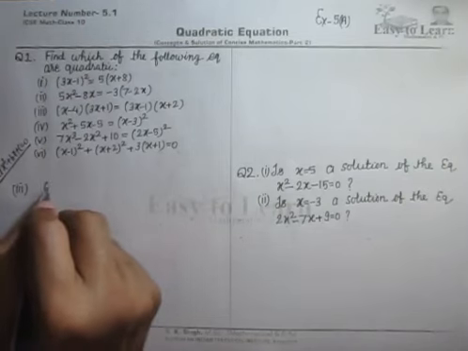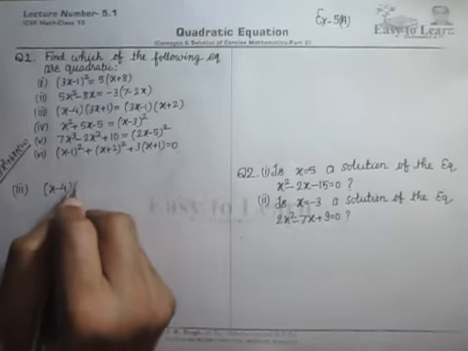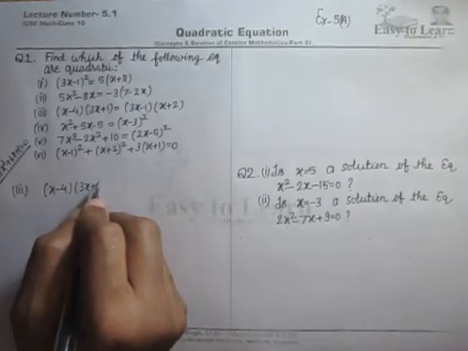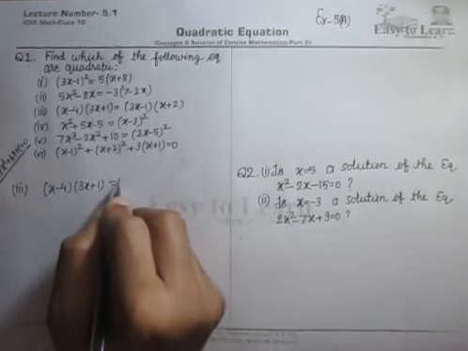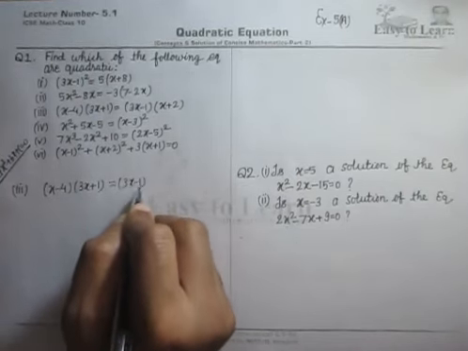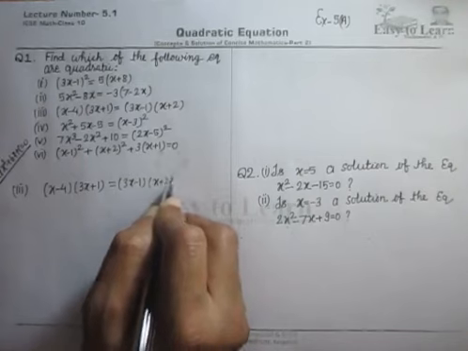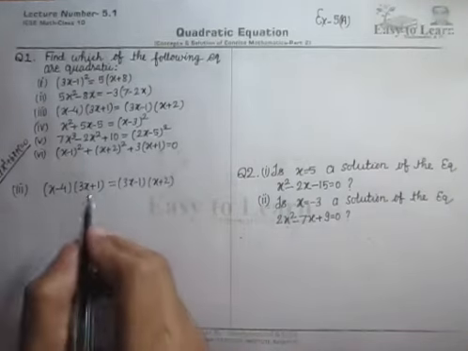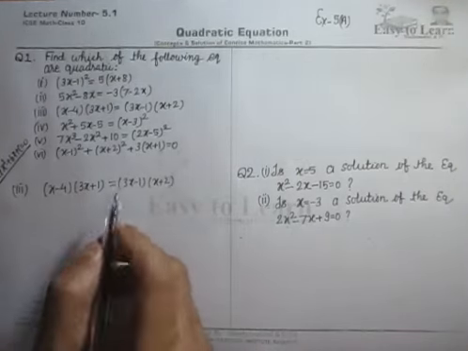So question number 3 is (x − 4)(3x + 1) = (3x − 1)(x + 2). Now we have to check whether it is a quadratic equation or not. So let us simplify this equation.